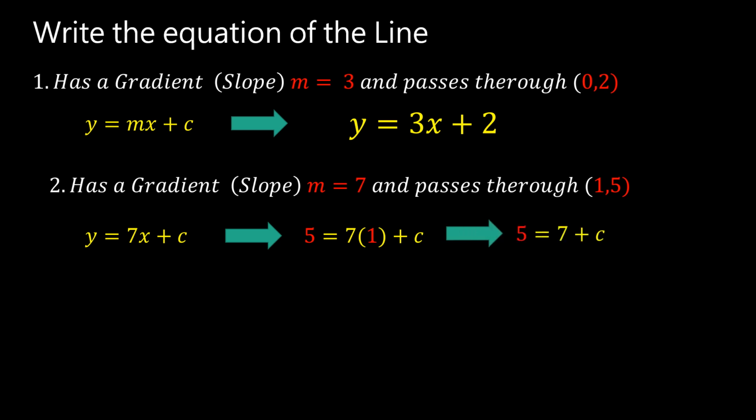So 5 = 7 + c. By subtracting 7 from both sides, we will have c equals negative 2. So here, the slope or gradient is 7 and the y-intercept is negative 2. So the equation is y = 7x - 2.